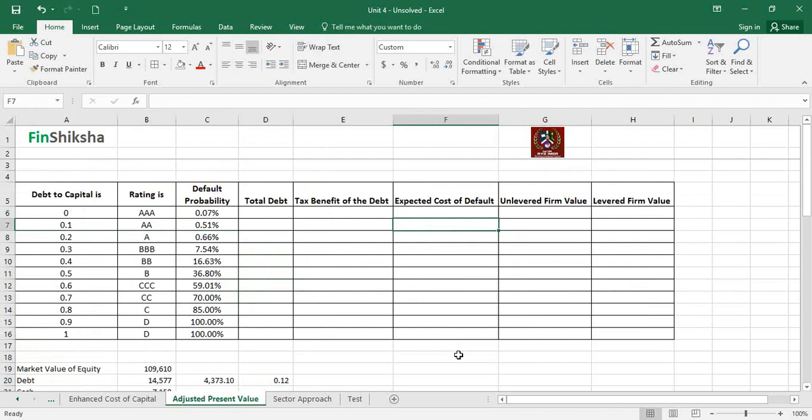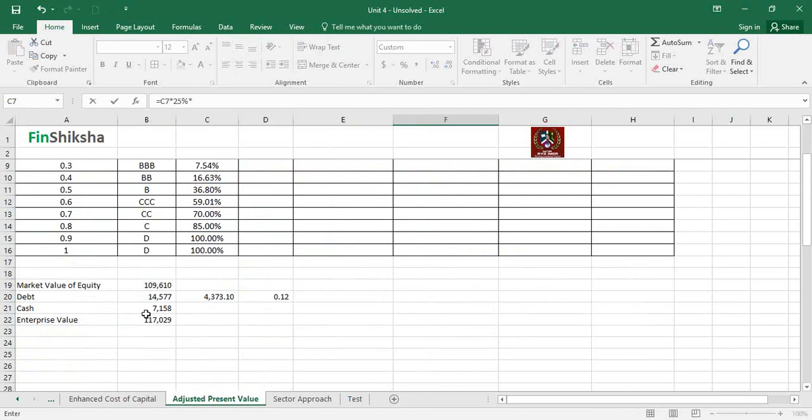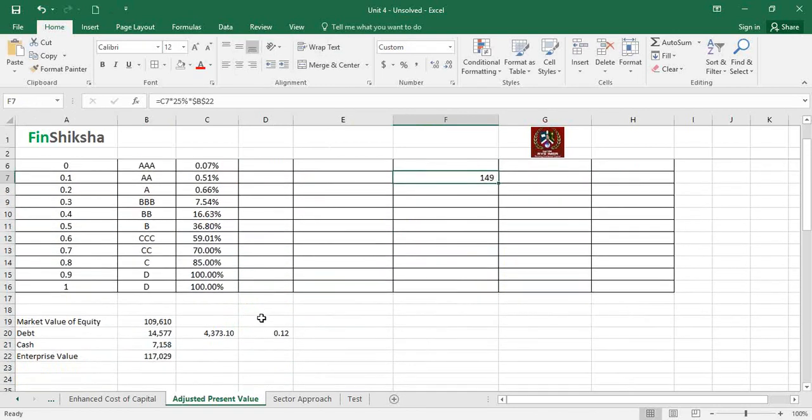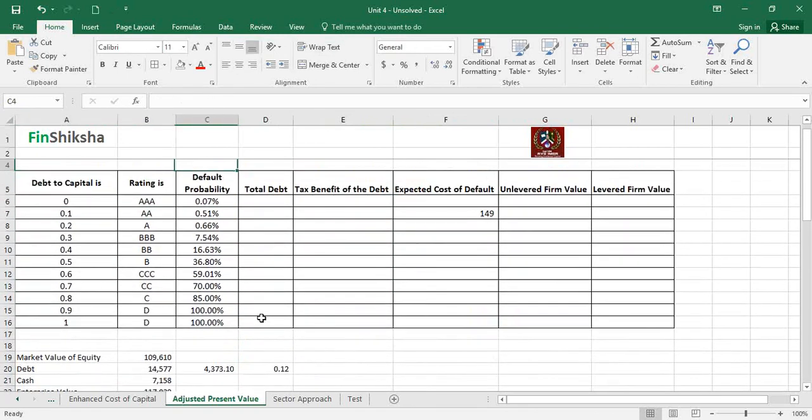And based on this AA rating, we are going to put the expected cost of default as 0.51% into 25%. That's what we have taken into the current firm value, which is 117,029. And we freeze that. Correct? What is the total debt at this point? That tax benefit of debt is available, which is calculated in this cell. So that's the tax benefit of debt, which is available, 4373.